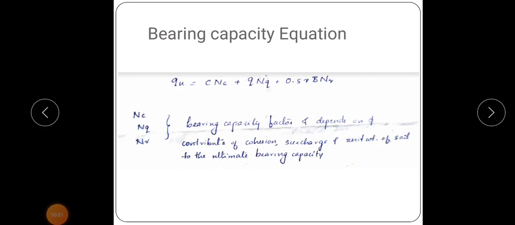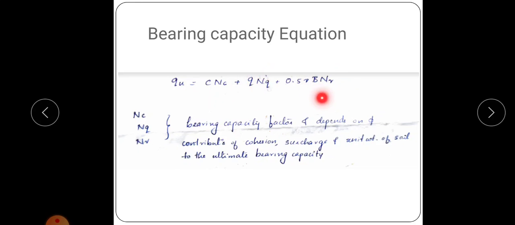Good morning, students. So we were discussing Terzaghi's bearing capacity theory, and Terzaghi's bearing capacity equation for a strip footing is like this. That is, Qu, the ultimate bearing capacity, is equal to cNc plus qNq plus 0.5 gamma B N gamma. c is the cohesion. Then q is equal to gamma into Df, that is, the unit weight of the soil into the depth of footing.